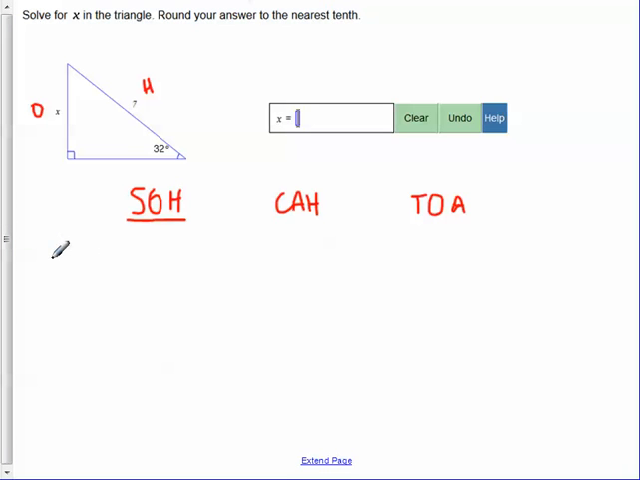So we're going to plug everything in. We're going to use sine. And instead of putting x here, since we have an angle measurement, we're going to actually put that angle measurement in for where the x was before. So that says sine of 32.